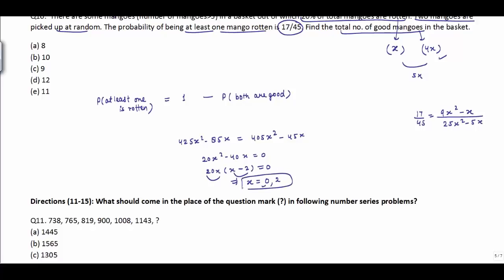As x cannot be equal to 0, because then 5x would be equal to 0, and this cannot happen because 5x is the number of total mangoes in the basket. So the acceptable value of x is equal to 2. We need to find the total number of good mangoes, that is the value of 4x. It would be equal to 4 into 2, that is 8. Hence option A is the correct choice.